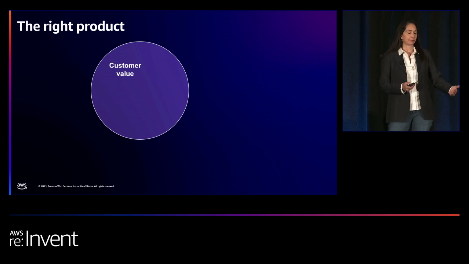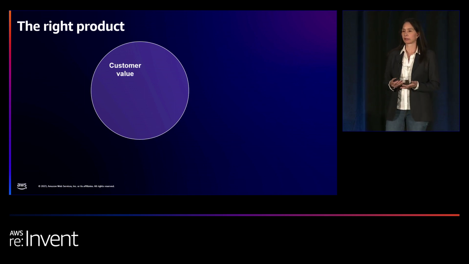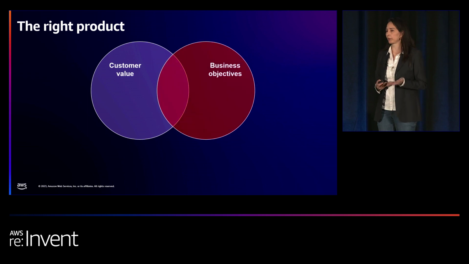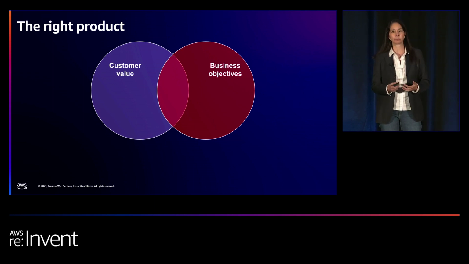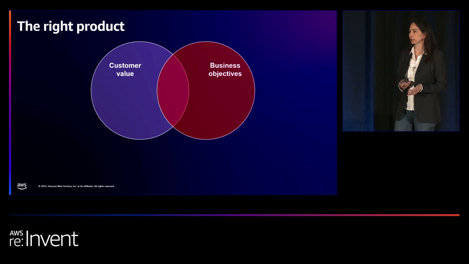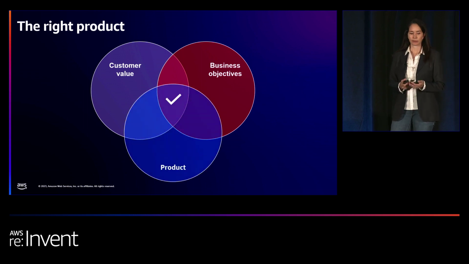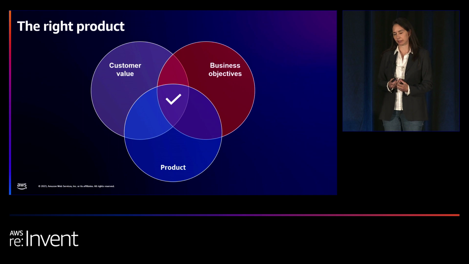Customer value is delivered when the product achieves the customer's needs, desires, or pain points. And when you do that, the customer actually repays you with time, attention, or money, and that value exchange allows your business to achieve its objectives as well. The right product is one that is driving customer value and business objectives at the same time as effectively as possible. I call this the sweet spot.